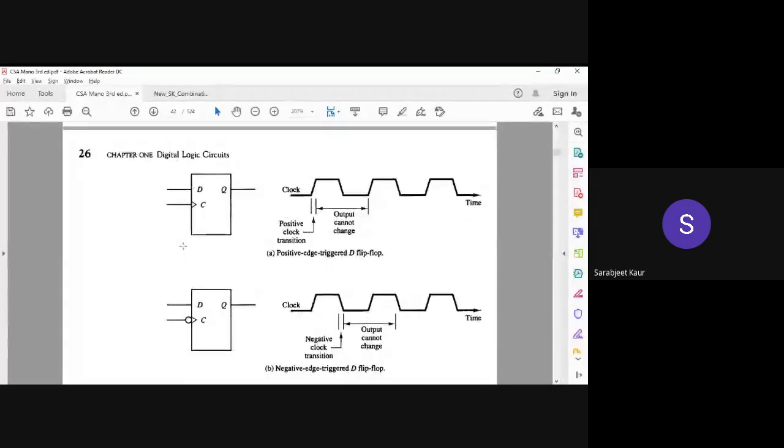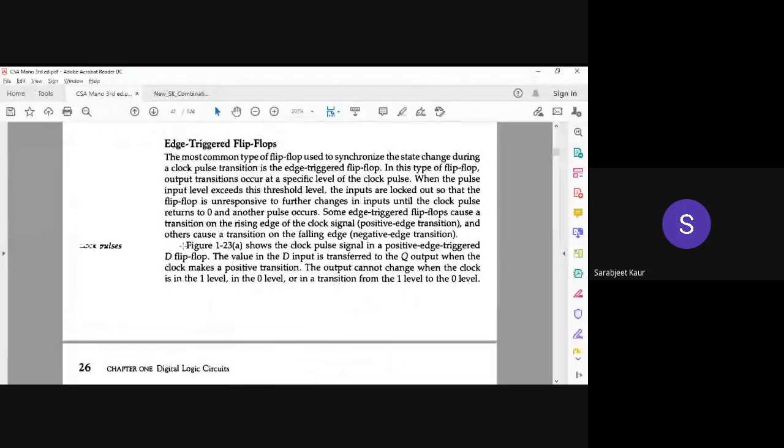Let me just take you to the edge triggered flip-flops as well. Edge triggered flip-flops. The most common type of flip-flop used to synchronize the state change during a clock pulse transition is the edge triggered flip-flop. In this type of flip-flop, output transitions occur at a specific level of the clock pulse. So when the clock pulse input level exceeds this threshold level, the inputs are locked out so that the flip-flop becomes unresponsive.